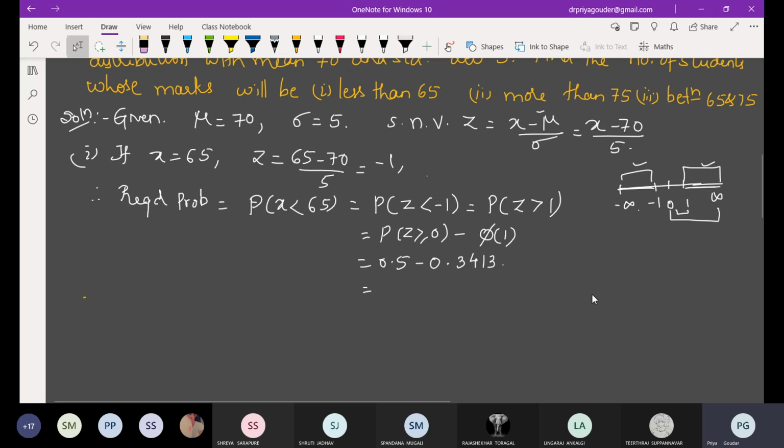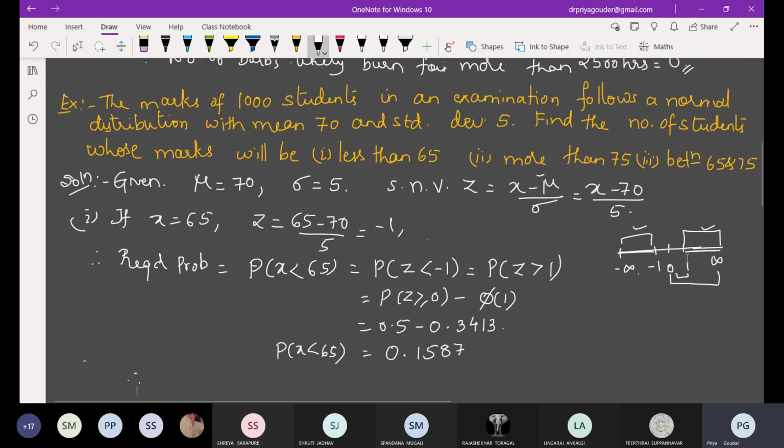What is the answer? 1587. 0.1587. Others, same answer, yes or no? At least confirm it. See, normal distribution is simple, very simple. No integration, nothing doing. But understanding is very important. Therefore, have they asked the number of students or only the probability value?